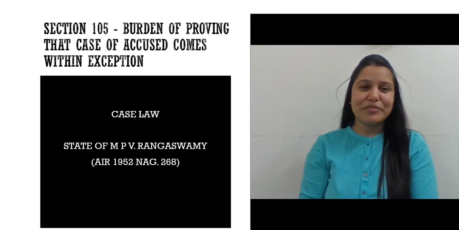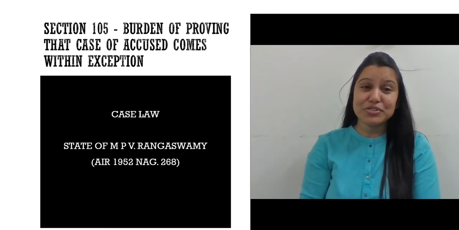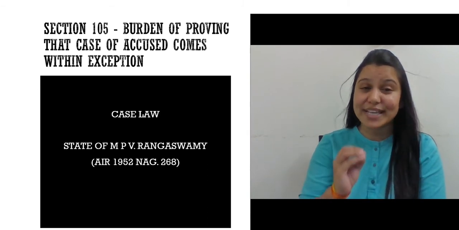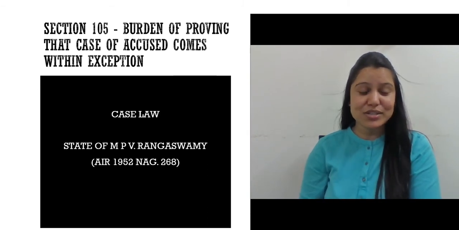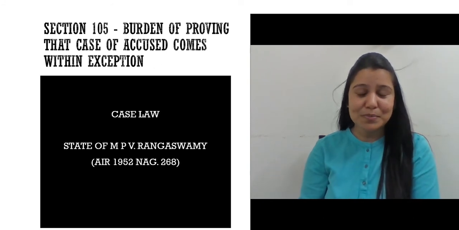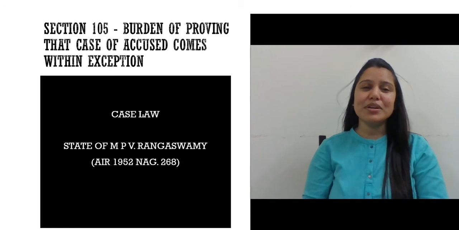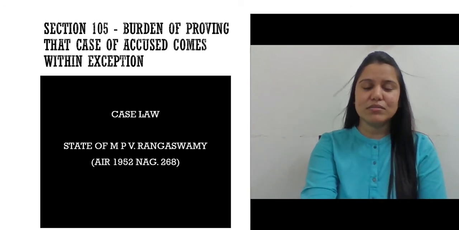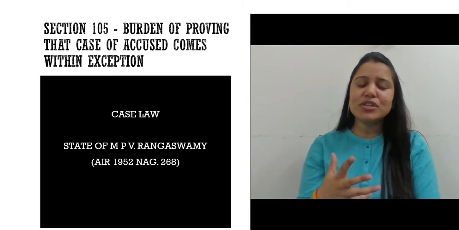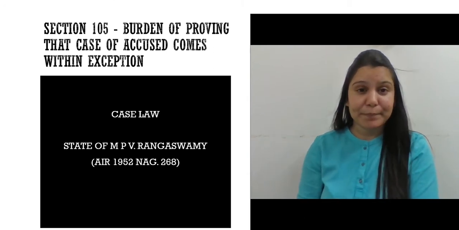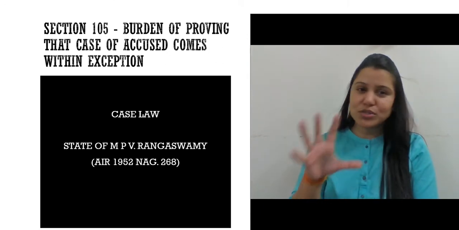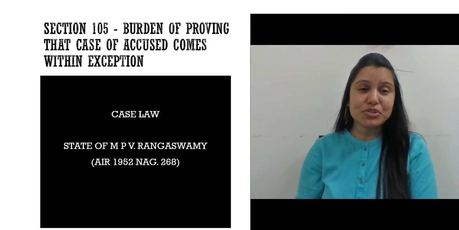Now, when we read section 105, there is a case law on the burden of proving that the case of the accused comes within an exception. This is the case of State of MP versus Rangaswamy, 1952. Now, in this case, what happened? He killed the other party. He was charged with murder by shooting the other party. This was the charge framed, and that was the fact and issue.